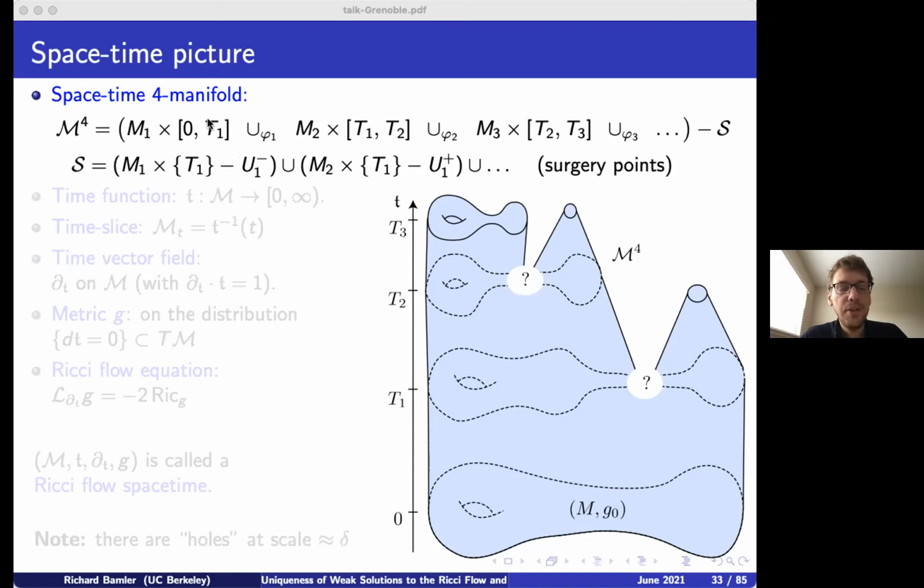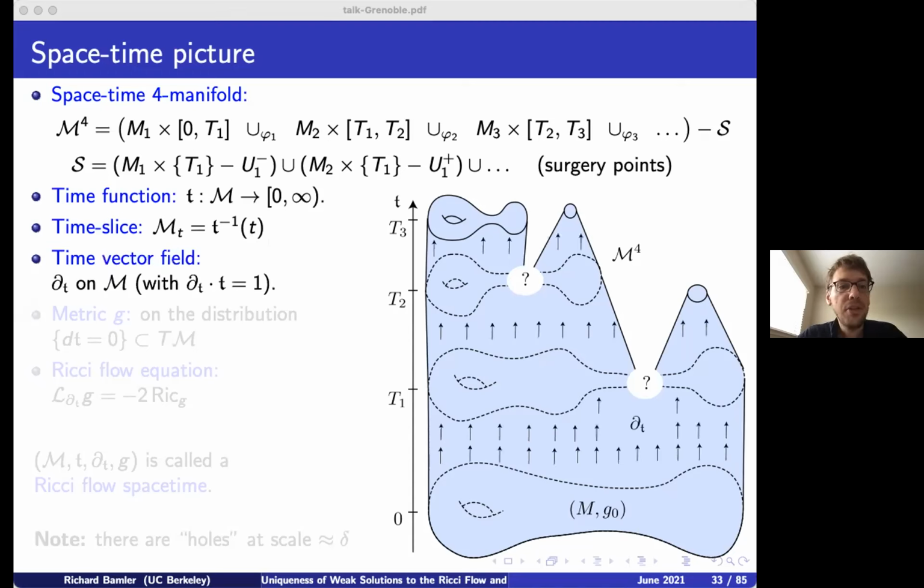All right. And so this object comes with some additional data. It comes with a time function, which is just the corresponding projection onto these intervals. Then time slices are just going to be the level sets of the time function, so they're just going to be subsets of the space-time manifold. Then we also have a time vector field, which also just corresponds to the standard vector field on these intervals. And observe that if we take the derivative of the time function along the time vector field, we always get 1.